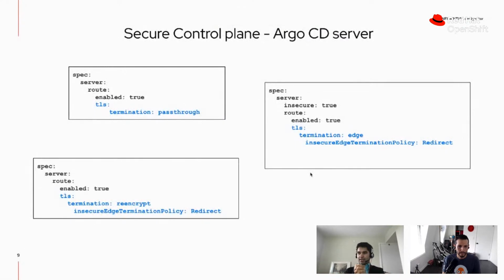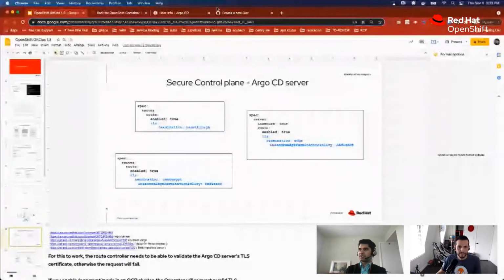A key important thing, to explain why some of this has not been trivial in the past, is that with re-encrypt you also need to ensure that your internal service is trusting the traffic from your router. So the internal service needs to have the CA certificate in its possession. And for the Argo CD server today, let me show you that component here.